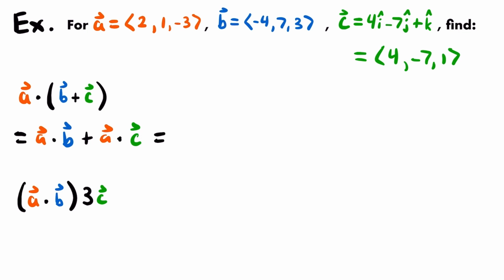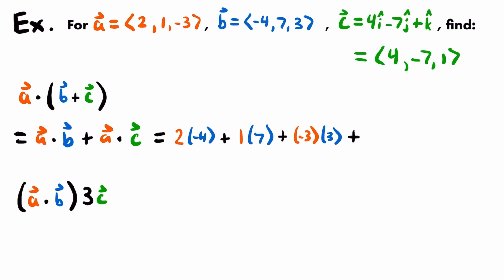This will be equal to multiplying the x components together. So we'll have 2 times negative 4. So I'll write 2 times negative 4. And then we'll add that to the y components multiplied together. So we'll have 1 times 7. So I'll write 1 times 7. And then we'll add that to the z components multiplied together, which are negative 3 and 3. So we'll have negative 3 times 3. All right. And then we're going to add that to the dot product of vector A and vector C.